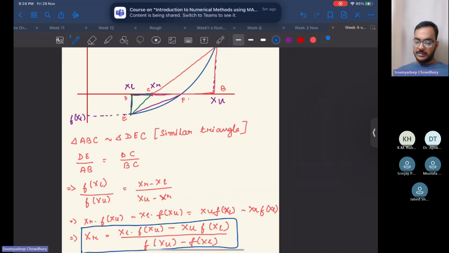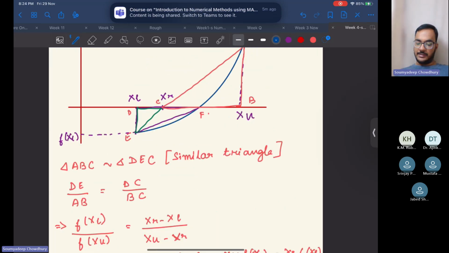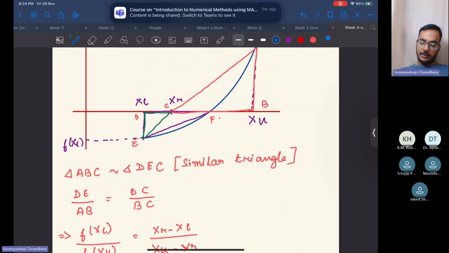So what we do is we start with XL and XU. Using XL, XU and the functional values at XL and XU, we find another point in between XL and XU, which is XR. Then again, we find f of XR. If f of XR is greater than 0, similar to the bisection method, we change the lower limit. That is, we make XR the new XL and XU remains as it is. Again, we repeat the same process and find a new XR. Like this, we approach the exact solution.